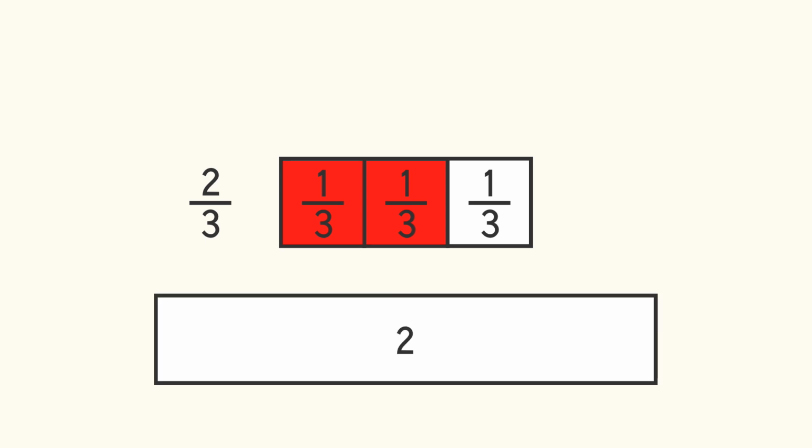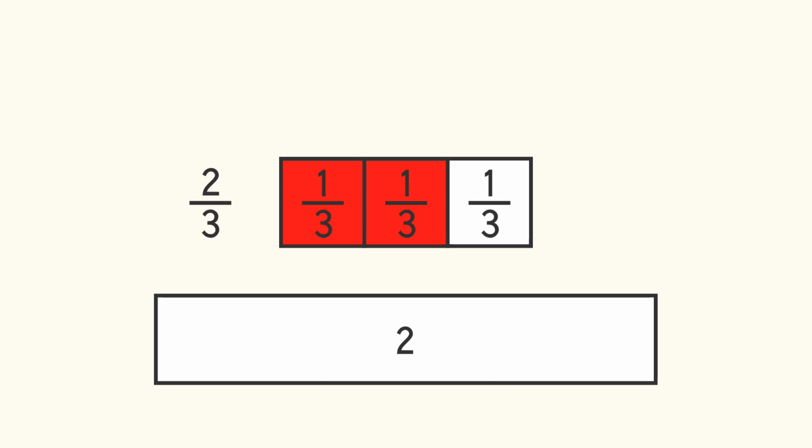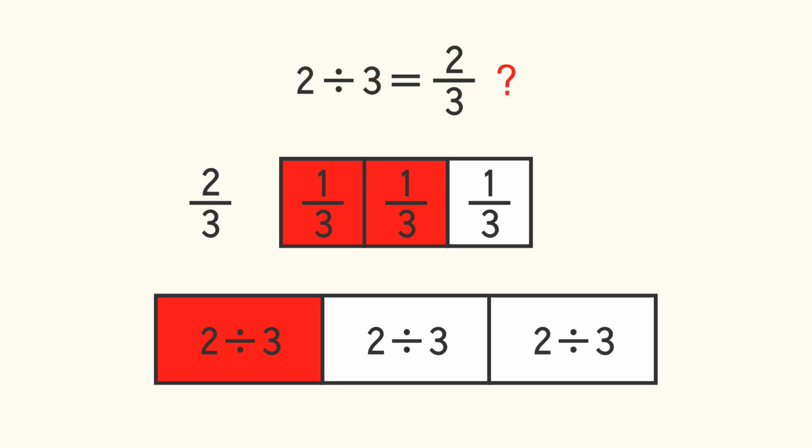It can also mean 2 divided by 3, or in other words, 1 part out of 3 equal parts of 2. But why is 1 part out of 3 equal parts of 2 the same as 2 parts out of 3 equal parts of 1?